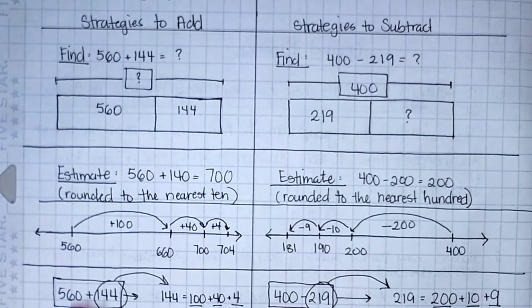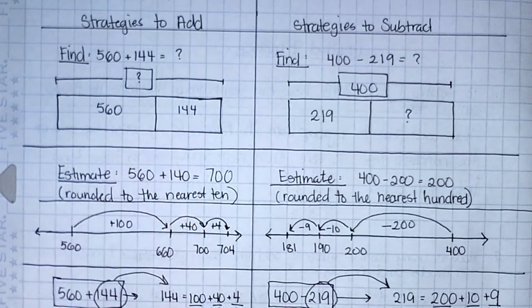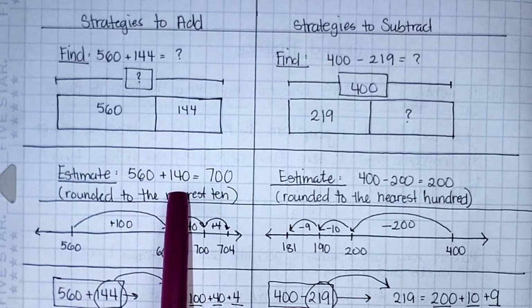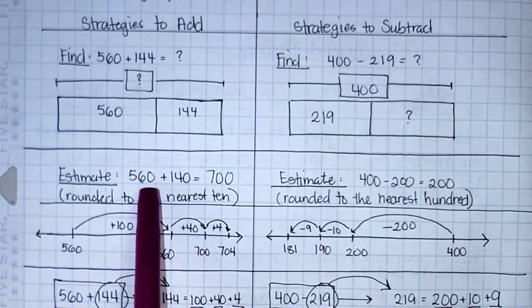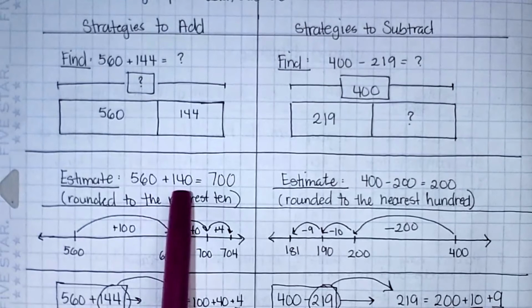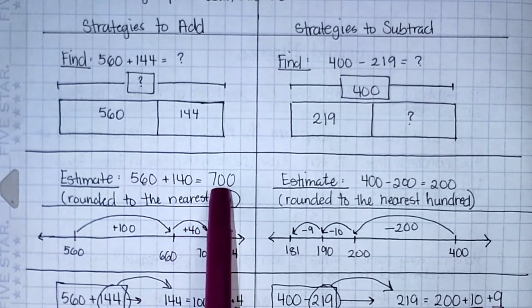The first strategy I use here is a bar diagram. 560 and 144 are both parts of a whole. Next, I estimated. 560 and 140, I estimated rounding to the nearest 10. Since 560 was already a group of 10, that stayed the same. 144 rounded down to 140. So 560 plus 140 gave me 700.